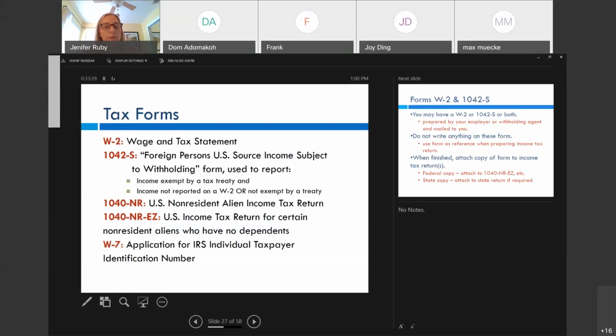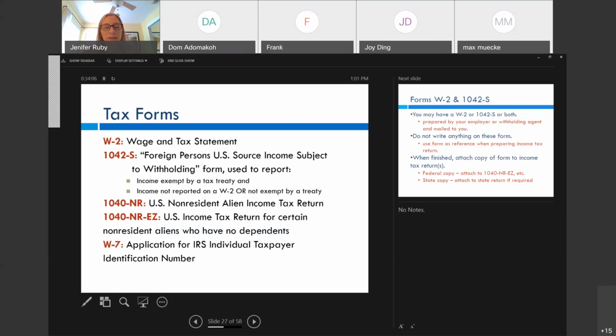I referenced the 1040 NR. Now this is the income tax return form. This is where you do the calculations to show the government how much you earned, and if you had earnings, you would attach the W-2 to the 1040 NR or the 1040 NREZ. So if you had no dependents, you're likely going to fill out the NREZ. If you had dependents, so that would be a spouse or children under the age of 21, you would have to fill out the 1040 NR.